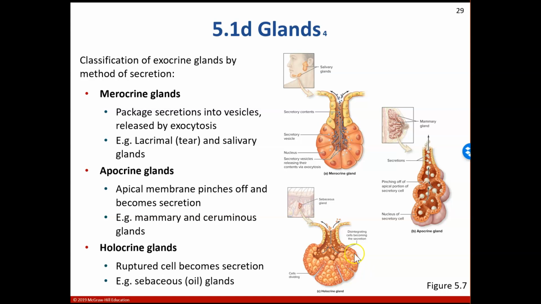And lastly, we have our holocrine glands. And this is when we have our cells here rupture and become the secretion. So the cells are actually breaking off and moving through the duct. And the glands that do this are sebaceous or oil glands. We can also call this kind of like the glands that commit suicide, in which they are breaking off and using themselves as the secretion.